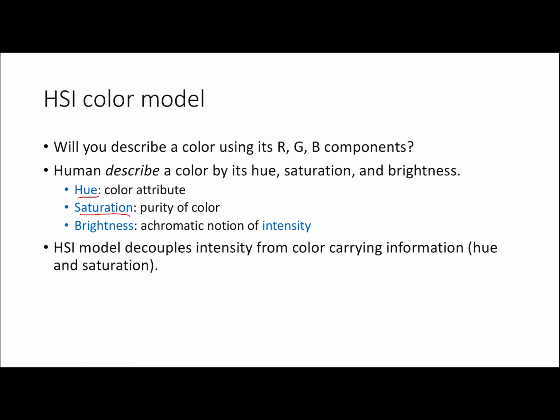Saturation indicates how much white light has been added to dilute the spectrum color. And then we have the component intensity, which is the chromatic notion of brightness. Now given a color in RGB space, can we convert that to HSI space?